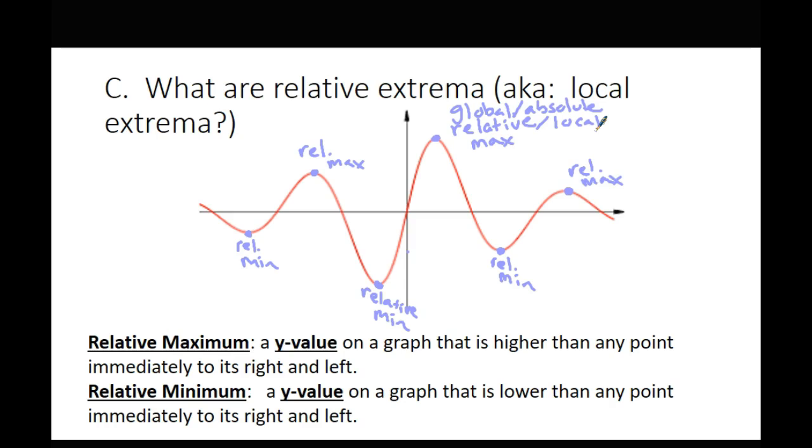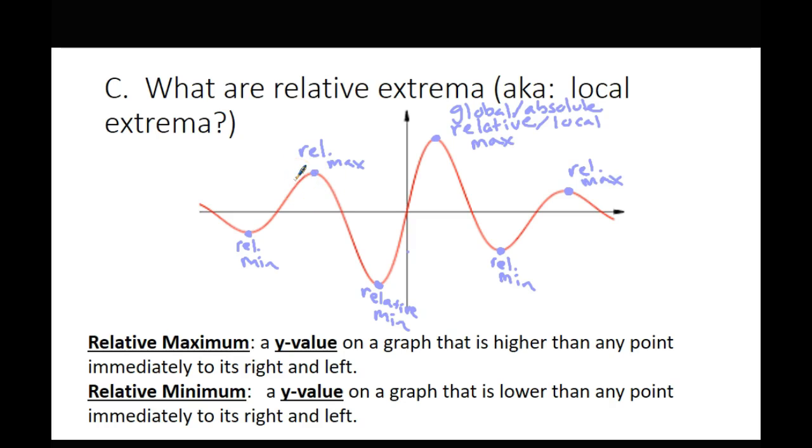How are they different? How is global different from local? So in this case, they're not. These two, they are the same. The global is a relative. This, however, is a difference. This is a relative, but it's not a global because it's not the highest point on the graph. Does that make sense? It's just the highest in that area.